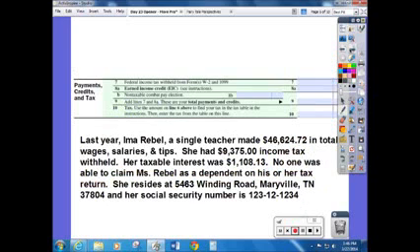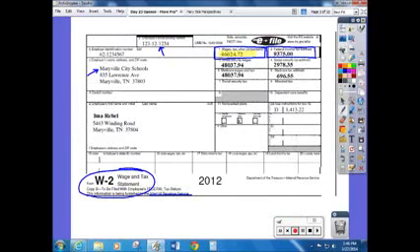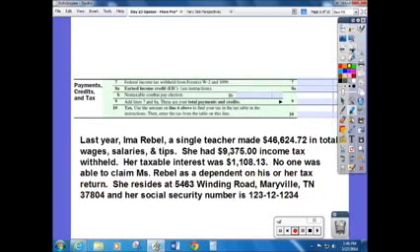Going on to the next section, federal income tax withheld. Where do we find that information? It is on our W-2, Box 2, federal income tax withheld. It is also in our instructions down here.